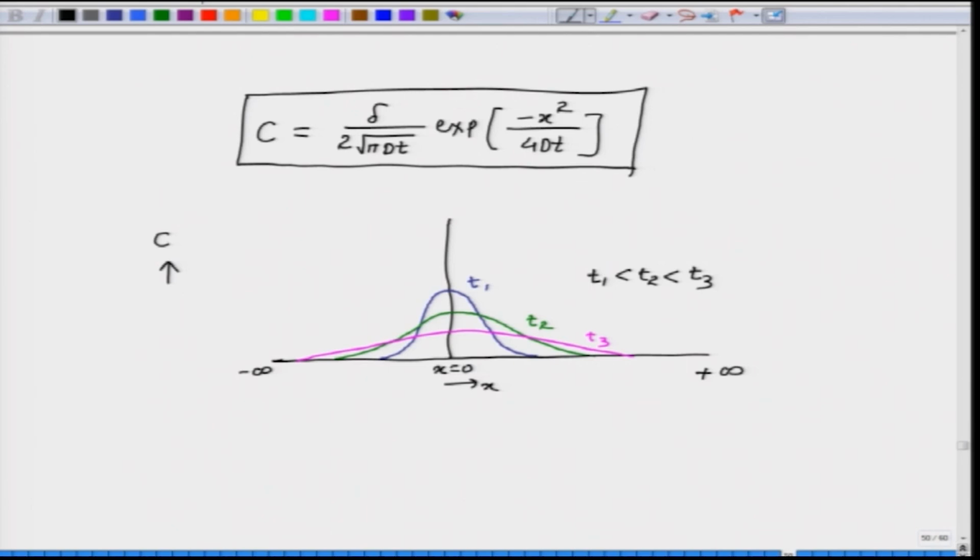Right. How do you find the peak value here? It is at x equal to 0, right. So, if we substitute x equal to 0 in this equation, C naught is equal to delta by 2 root pi dt. So, we are seeing it is as 1 by root t. So, it should decrease with time.